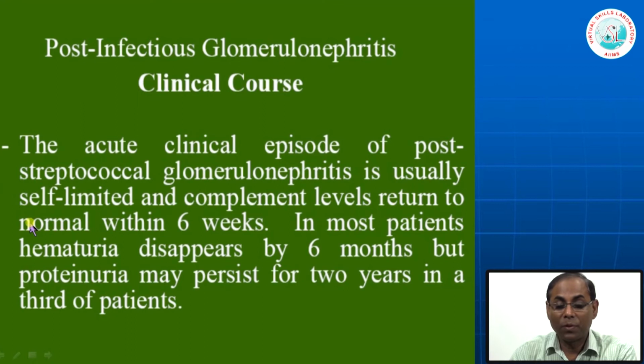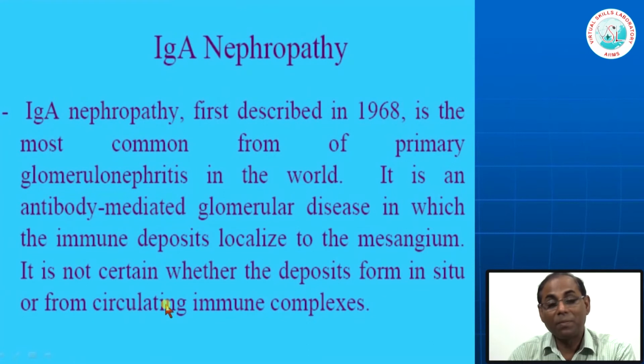acute clinical episodes of post-streptococcal glomerulonephritis is usually self-limited, mostly they are self-limited, and complement level returns to normal within 6 weeks. When there is acute proliferative exudative phase, if you examine the serum C3 level, it may be low, but it comes back to normal within 6 weeks, and in most patients hematuria disappears by 6 months, but proteinuria may persist for 1 to 2 years in 1/3 of the patients. So, that is why this is the typical course of the post-infectious glomerulonephritis.